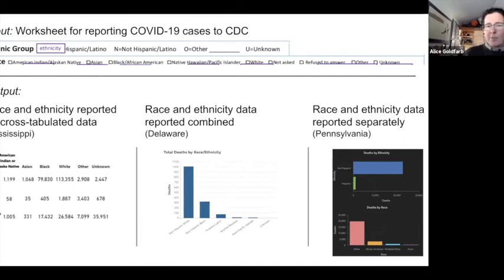And some states report 2 separate tables, 2 separate charts. Pennsylvania, for example, will report one breakdown of the ethnicity categories and a different breakdown of the race categories, and you have no way of knowing where the overlaps lie.